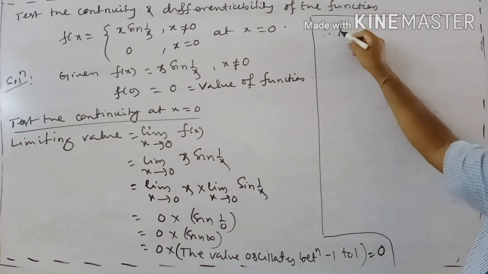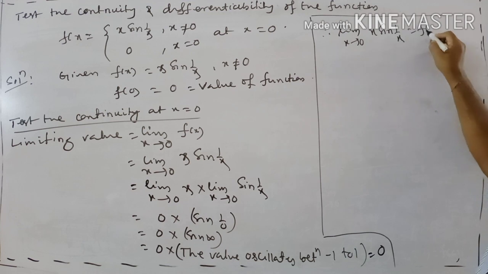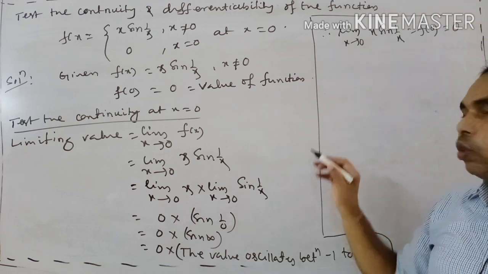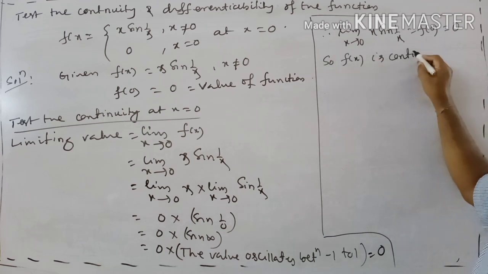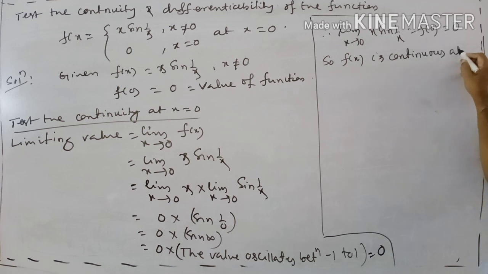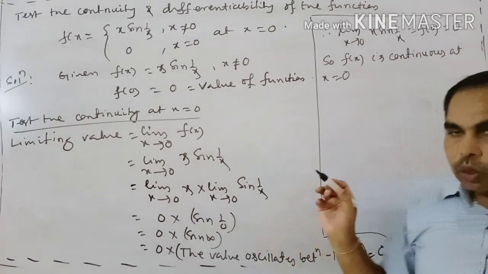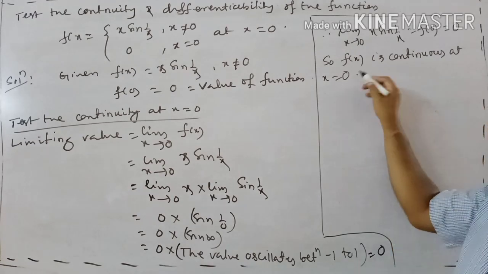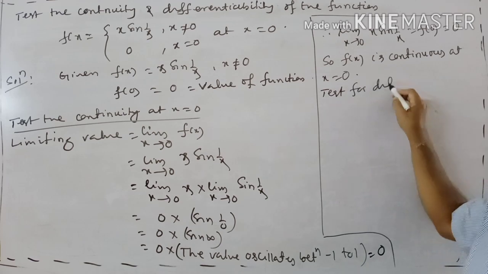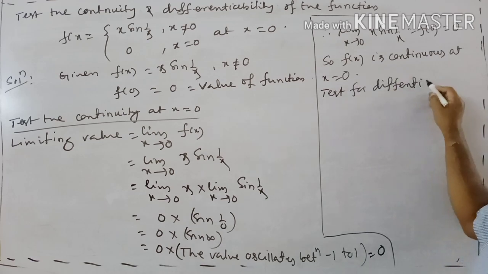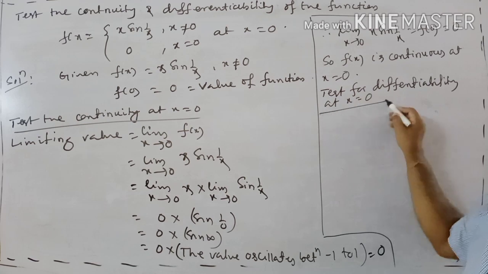Therefore, limit x tends to 0 of x sin 1 by x is equal to f of 0, which is 0. So f of x is continuous at x is equal to 0. Now test for differentiability at x is equal to 0.